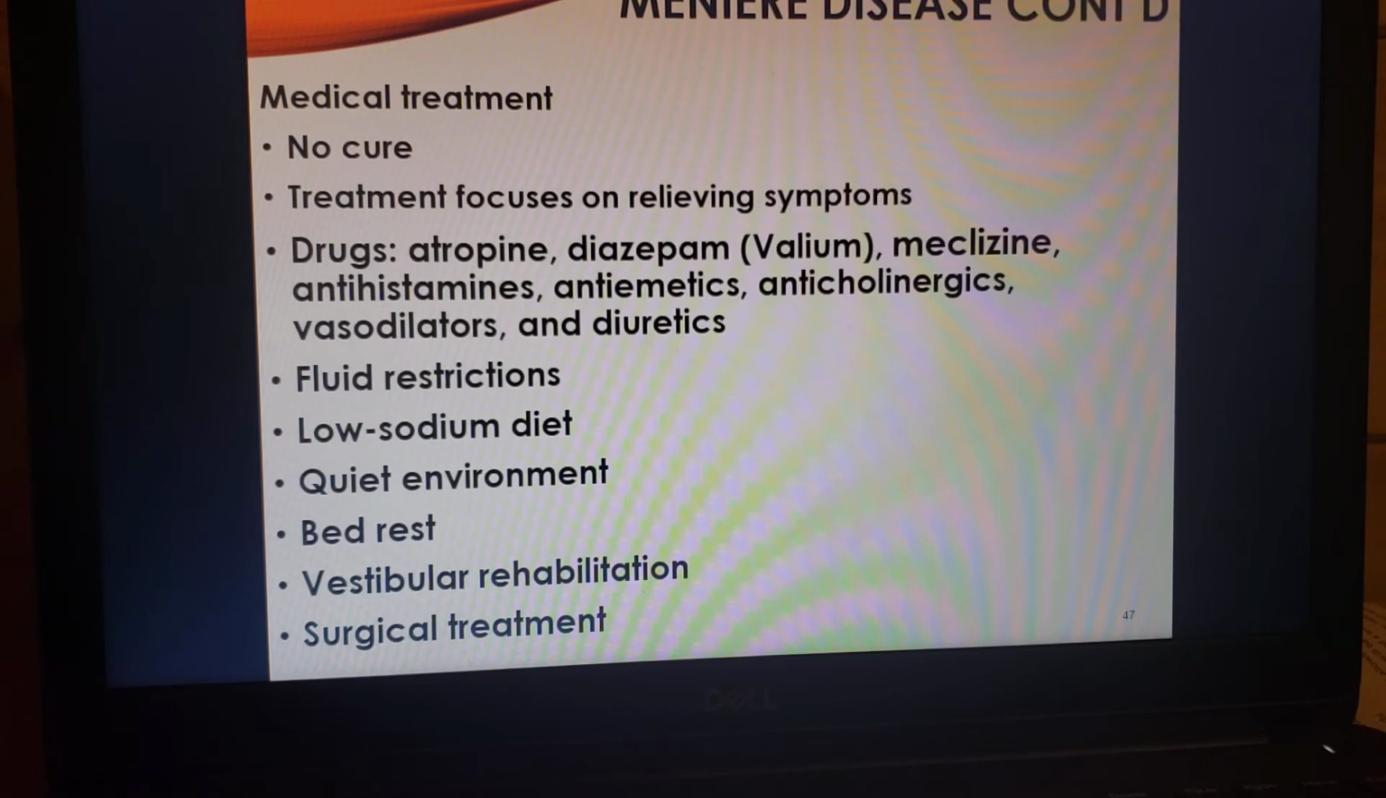The doctor may order vestibular rehabilitation. That actually helps the patient. It's a therapy to help the patient balance and decrease the dizziness problems. Surgical treatment.